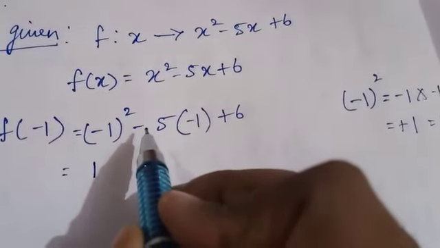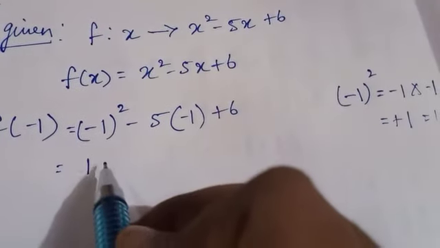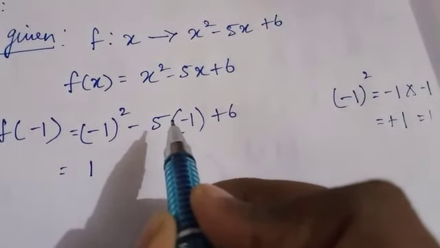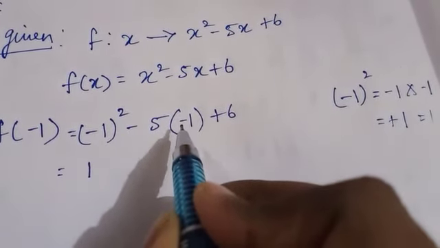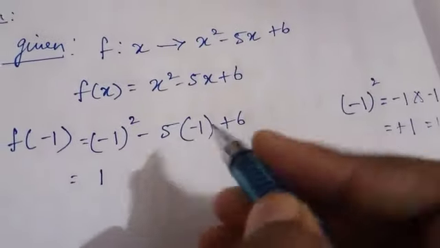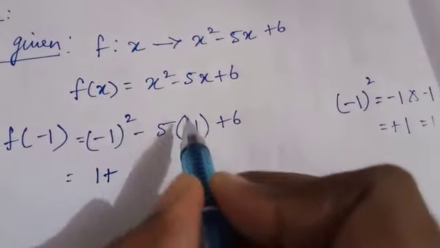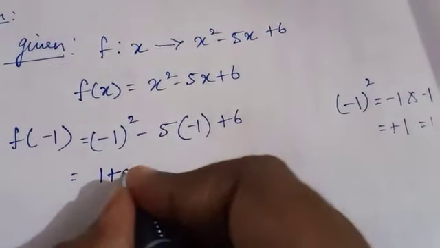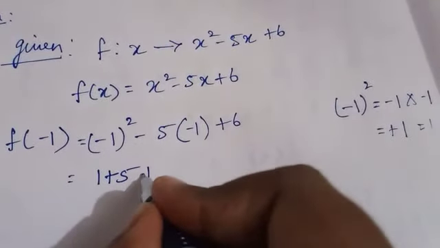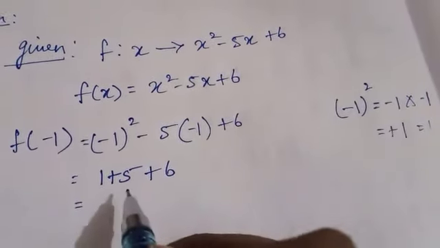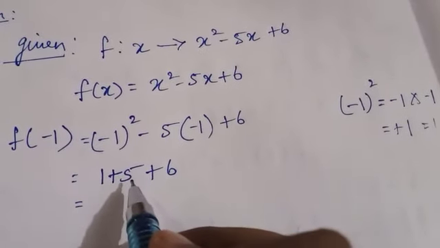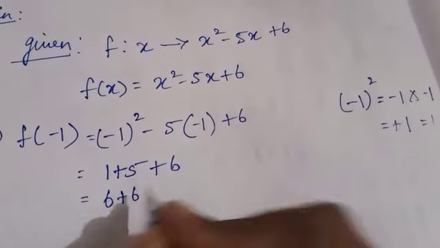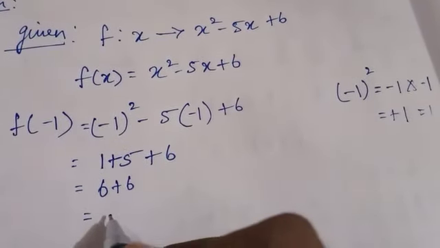Next, before writing the answer in multiplication, first we have to multiply the signs. So minus into minus is plus. First you multiply the sign and then you multiply the numbers. So 5 ones are 5. Next, the remaining is plus 6. Now we are going to add this. 1 plus 5 is 6 and the remaining is also 6. Now 6 plus 6 is 12.